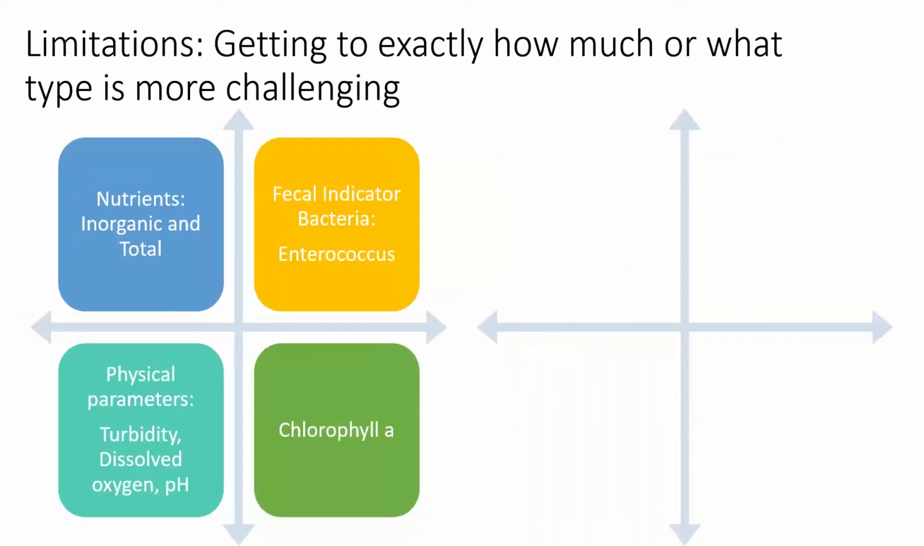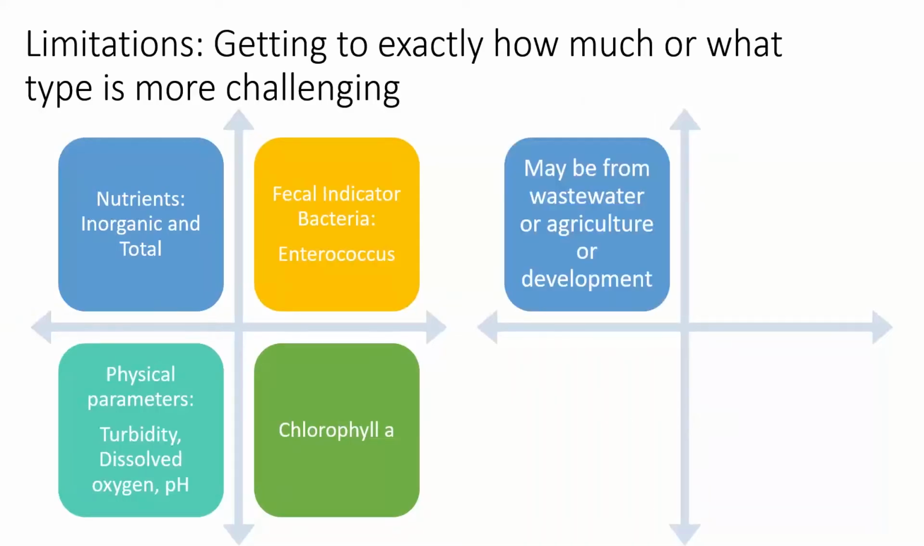But there are limitations to every one of these methods. So for nutrients, they could be from either wastewater or agriculture, or it could be historical, it could be stormwater. So you can have high nutrients from a number of different sources. It's not going to necessarily tell you wastewater.